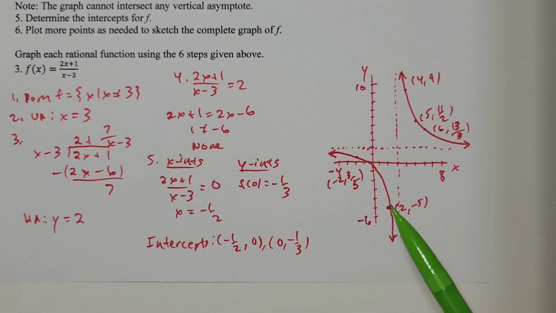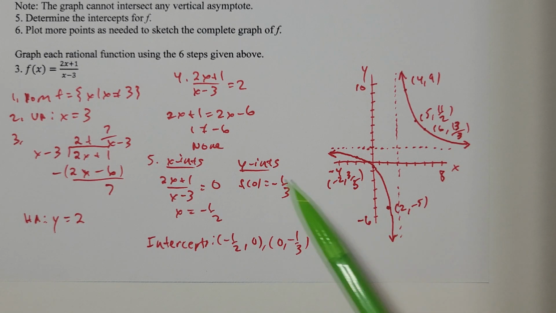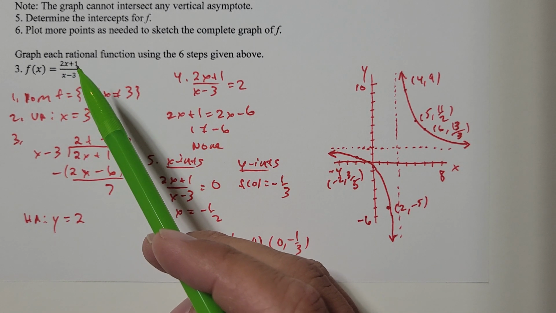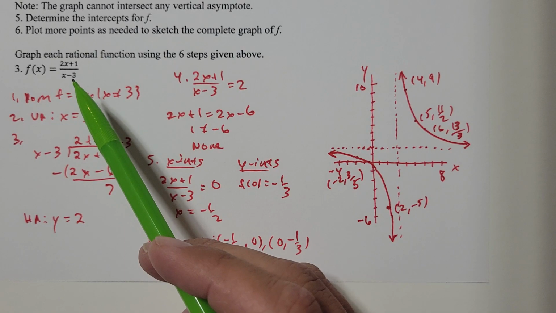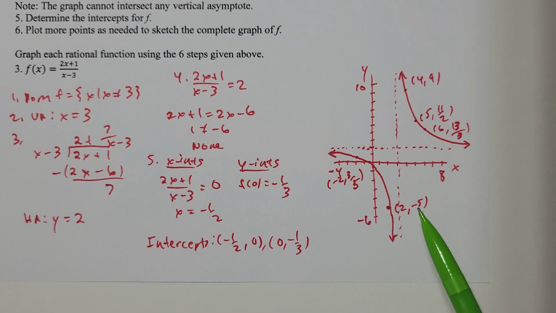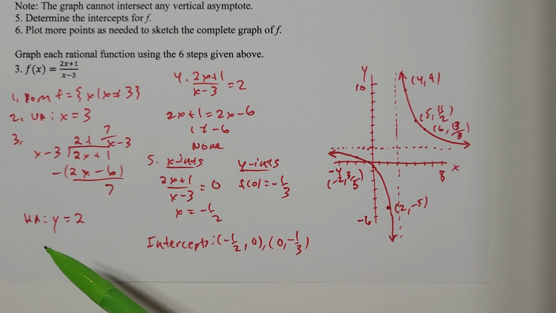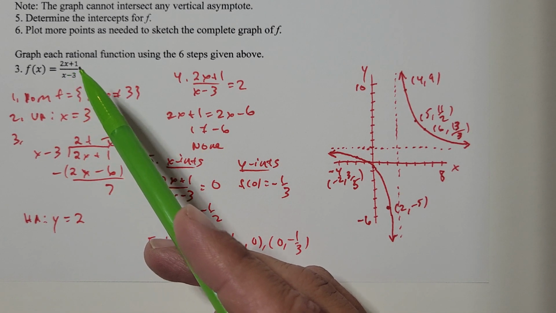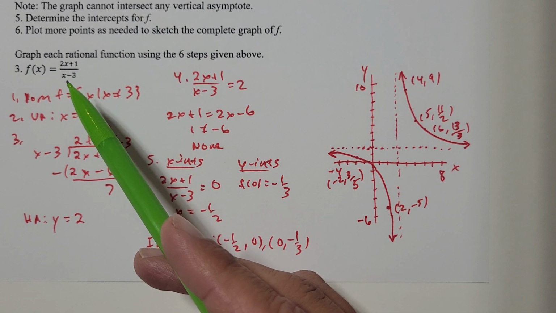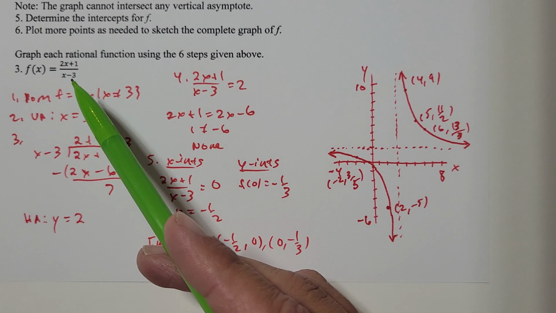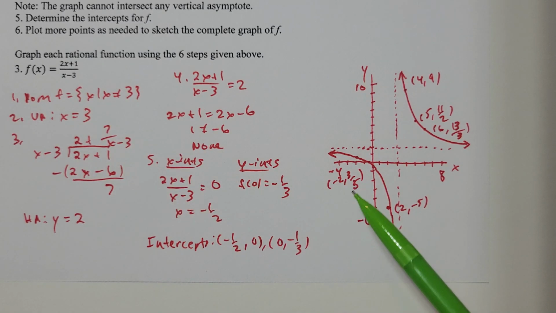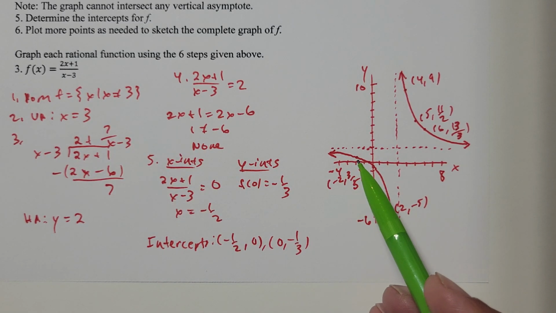So if I let x be 2, 2 times 2 is 4, plus 1 is 5, divided by negative 1, that'd be negative 5. So the point 2, negative 5 would be on the graph. If I let x be negative 2, 2 times negative 2 is negative 4, plus 1 is negative 3, divided by negative 5, that'd be 3/5. So there's the point negative 2, 3/5.